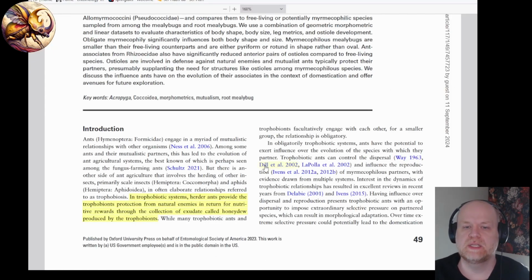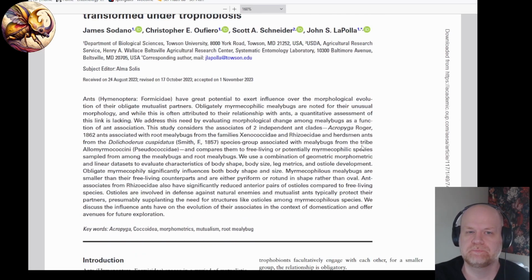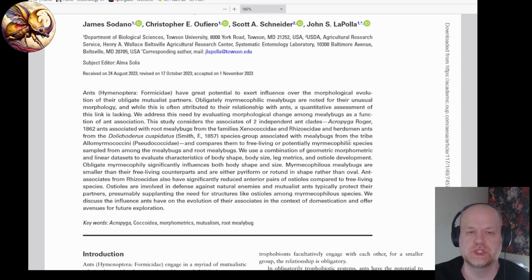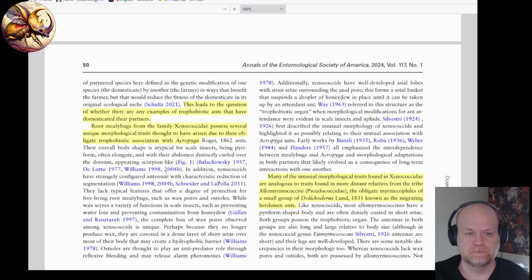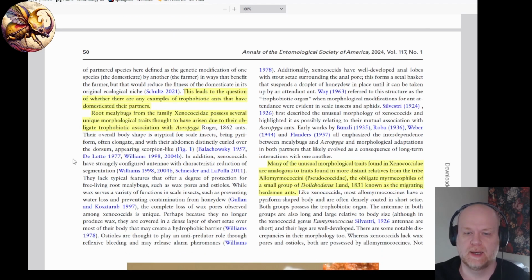So these researchers wanted to look at the various body changes and body structures that these scale insects undergo with their obligate association with ants. They were looking at two different kinds of ants, Acropyga and Dolichoderus, two different genera that are not related, and all of their known associate scale insects. They took a bunch of morphological measurements on body shape, leg length, number of pores, whether they have these ostioles, whether they have these anal ridges, and things like that.